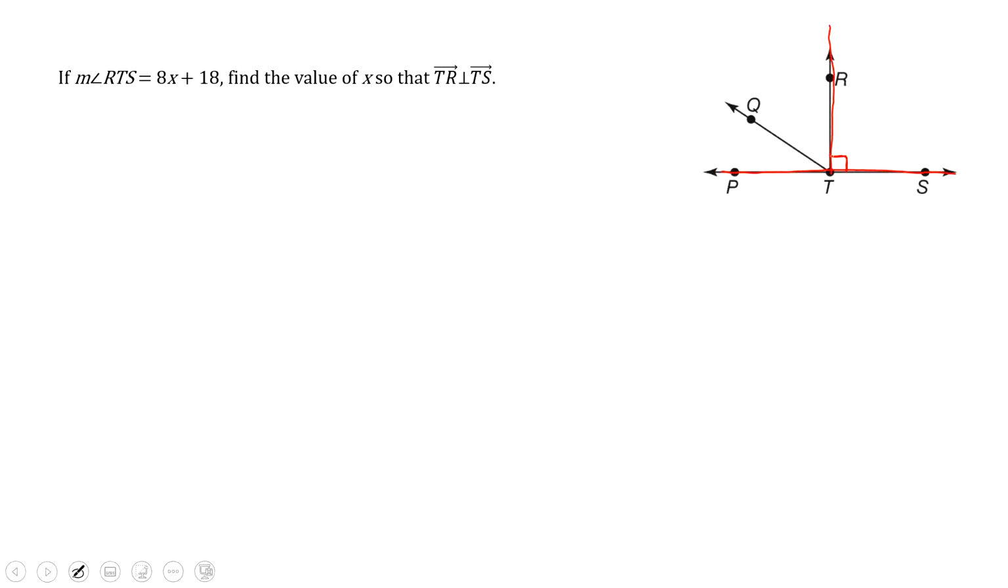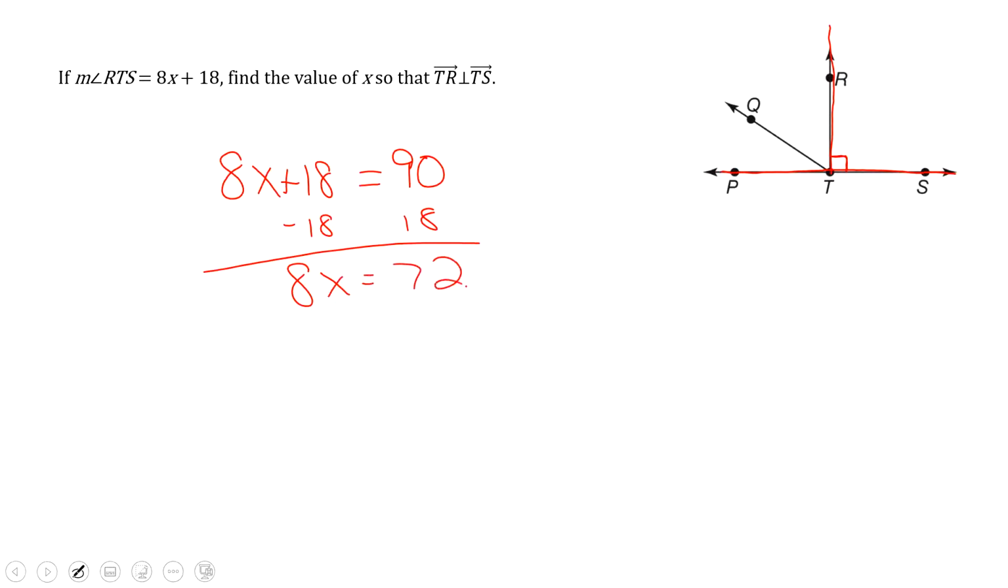To do that, I know the angle measurement they tell me is 8x plus 18. For that to be a right angle, that has to equal 90. So now we're just solving for x. Subtract 18 from both sides. We end up with 8x equals 72. When we divide by 8, we end up with x equals 9. So when x equals 9, I know these two line segments or rays are perpendicular. Does that make sense? Does everybody see that?